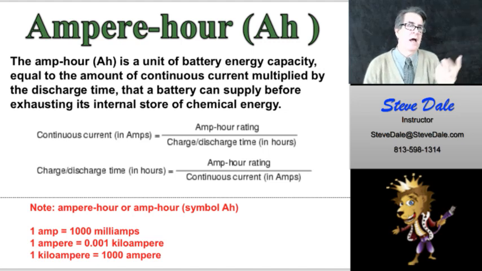So a small battery might not even have a half an amp per hour. A larger battery might be able to supply 12 amps per hour, something like that.